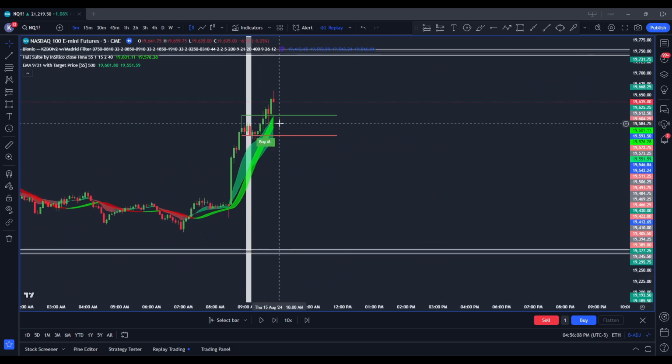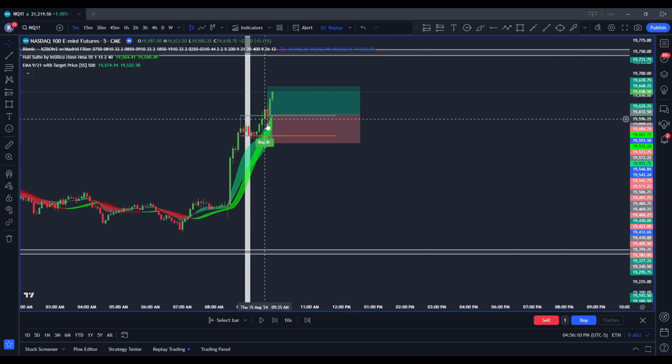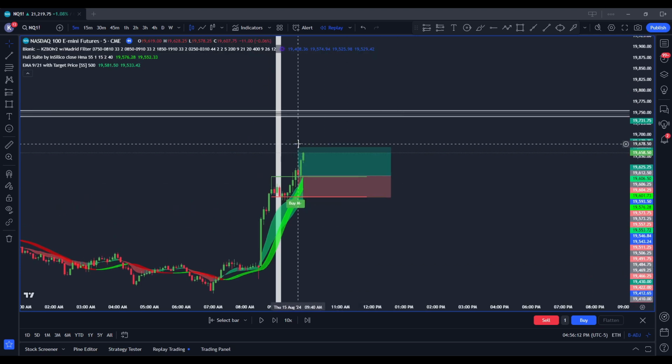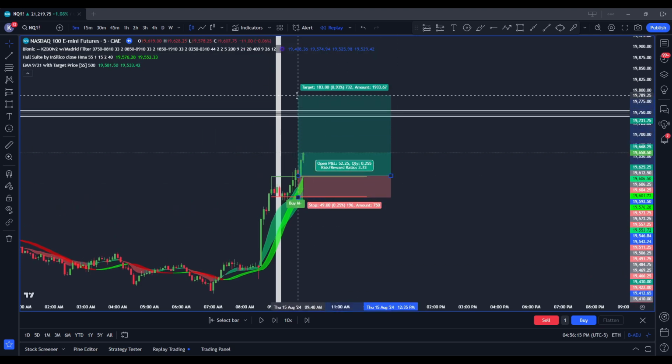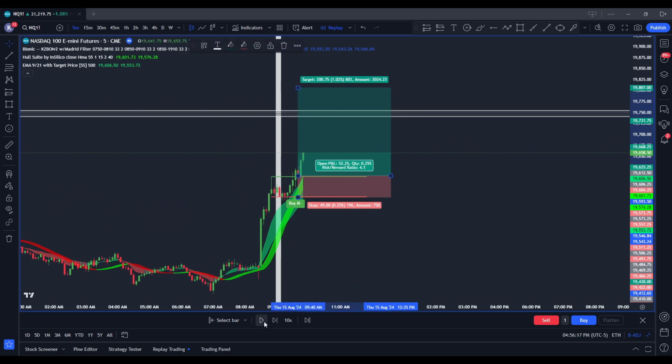We're gonna play this out and then basically take this right here. So our entry here, stop loss here, and then our TP. We're just gonna do some blind stuff. We're gonna go for a 1 to 4.